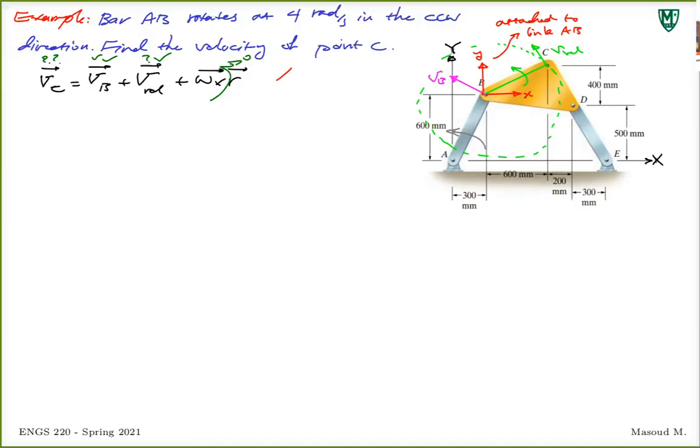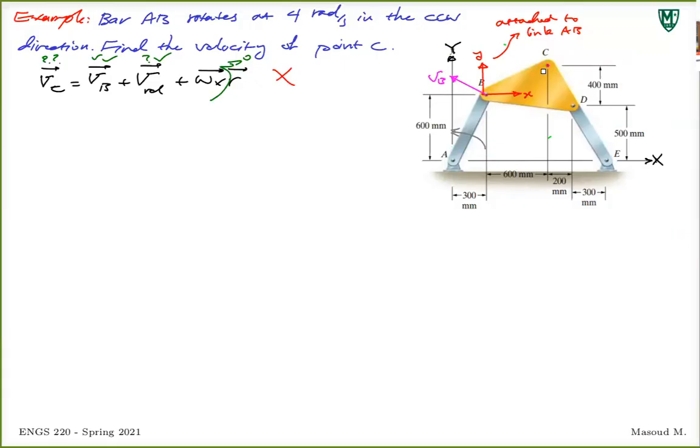We are going to change the way we look at this. We are going to look at, no, the local frame is attached. The frame is attached to link AB.